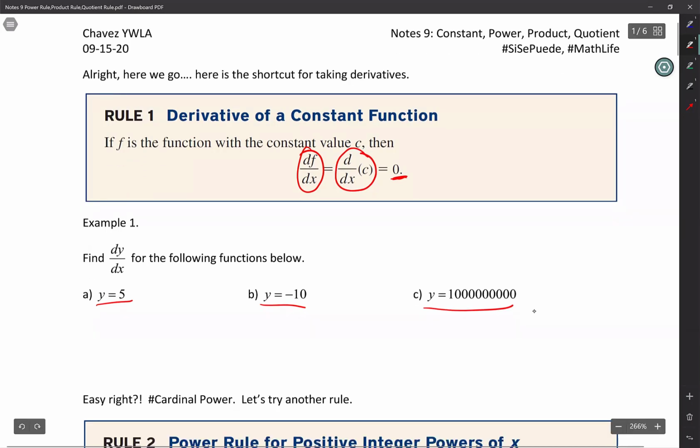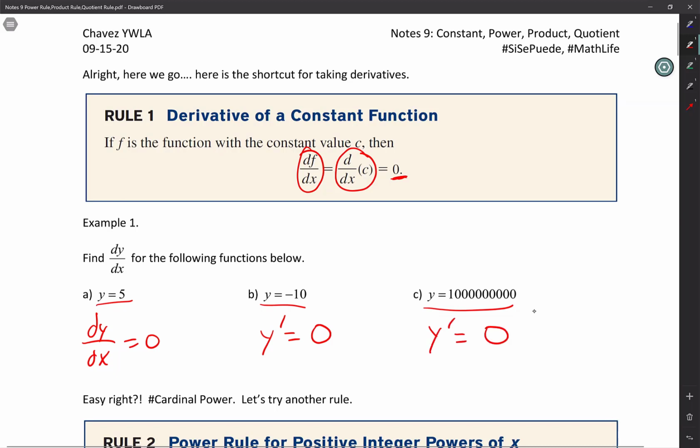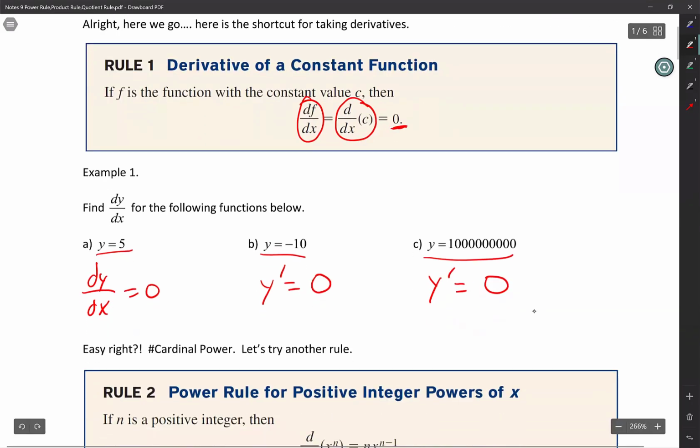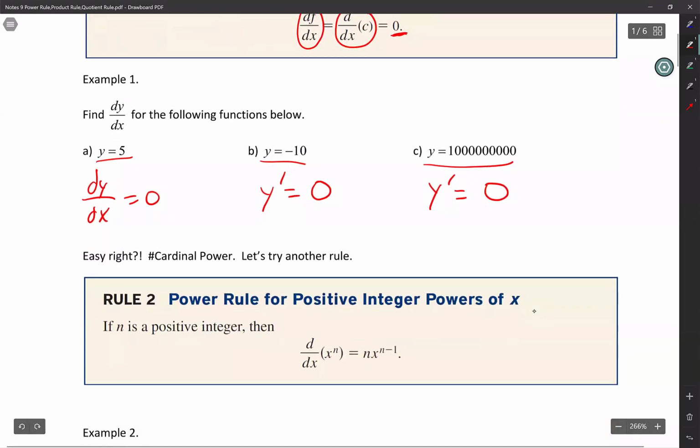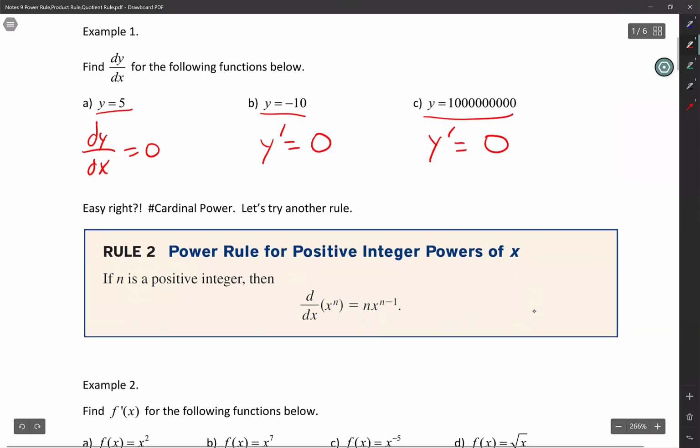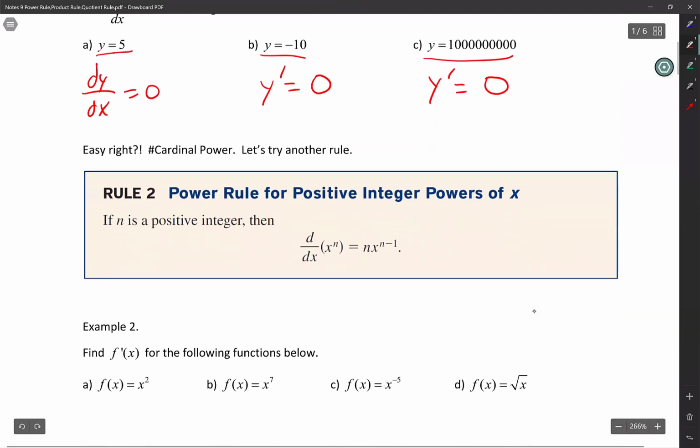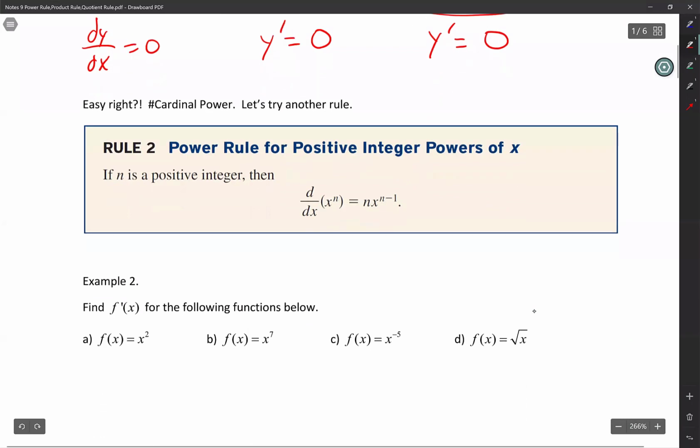I'm going to write dy/dx equals 0. That means derivative. Another way to say derivative, I'm going to say y prime equals 0. And that's it. You're done. So the derivative of any constant is always 0. Always, always, always. And that's how easy it is. Was that easy? Yeah. Well, no, we got one more rule.